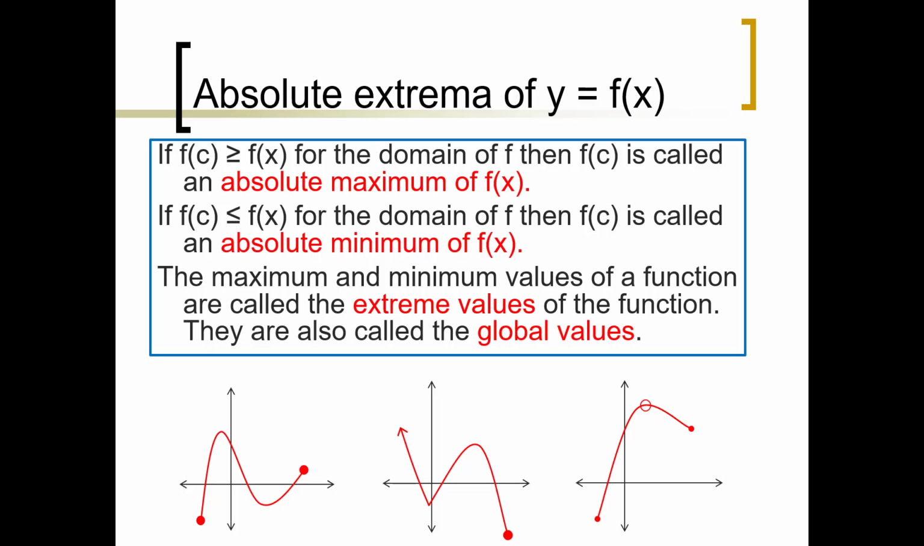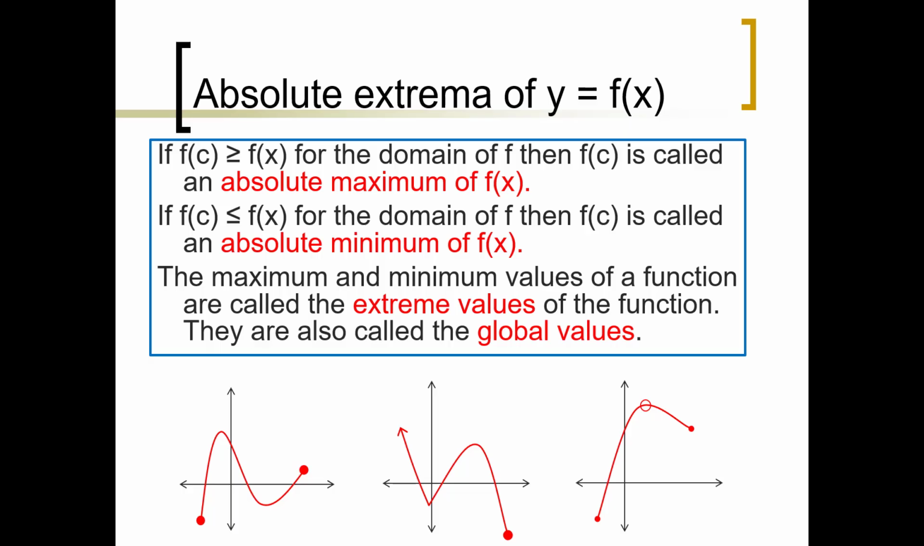So an absolute maximum is just some value in the domain so that that value is larger than every other value in the domain. We write that notationally as f of c is greater than or equal to f of x for all values in the domain of the function. Similarly, f of c is called the absolute minimum of the function, provided that it's lower than or equal to every other value in the function. These maximum and minimum values of the function are often called extreme values. They're also sometimes called global values.